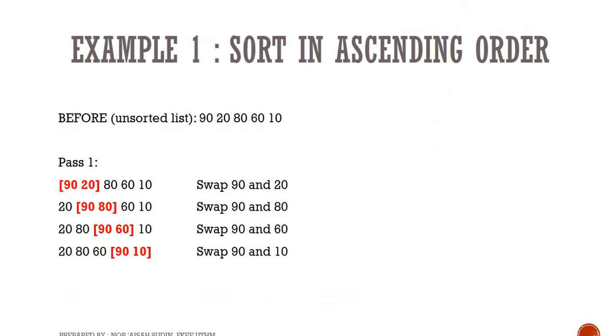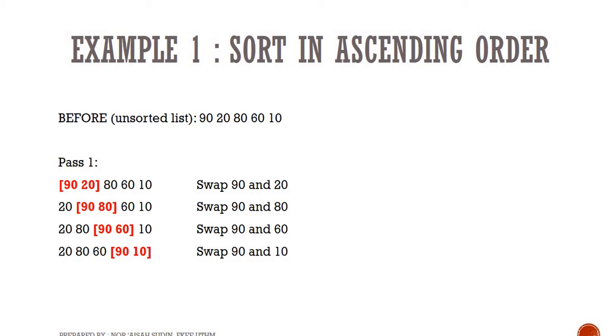Let's discuss the exercise on bubble sort. We have one example here. We need to sort the list in ascending order, so we need to make sure the numbers are arranged from the lowest to the highest.